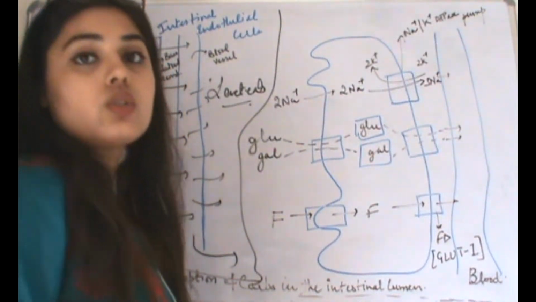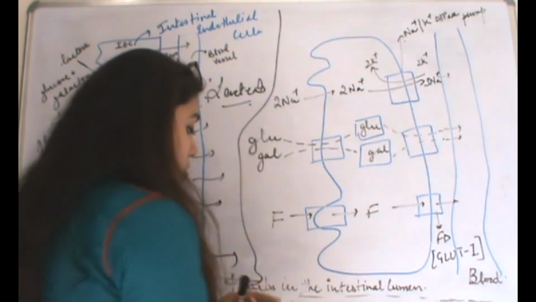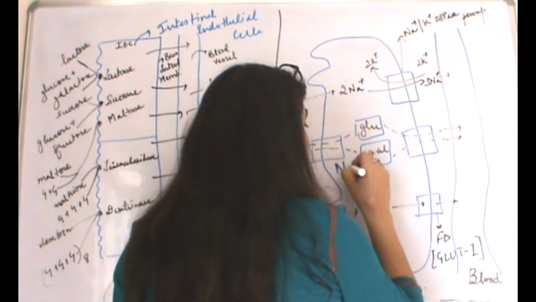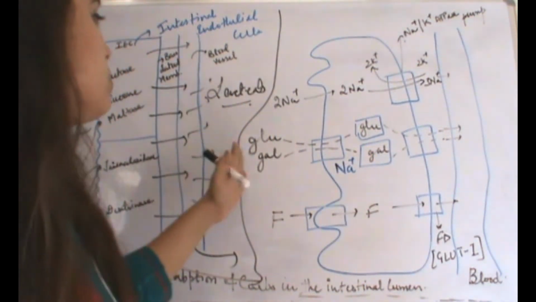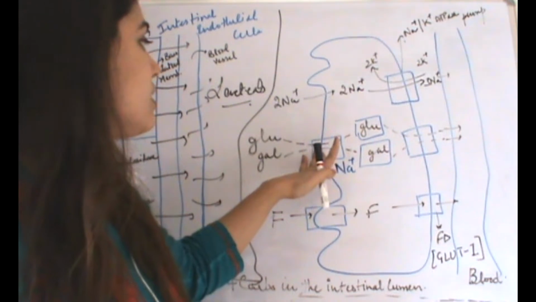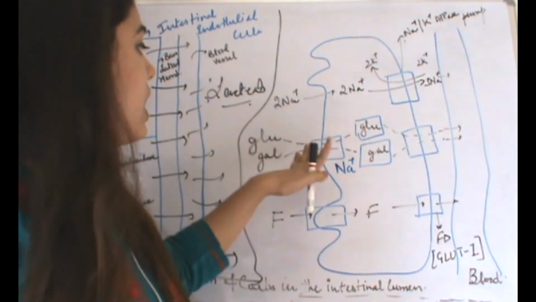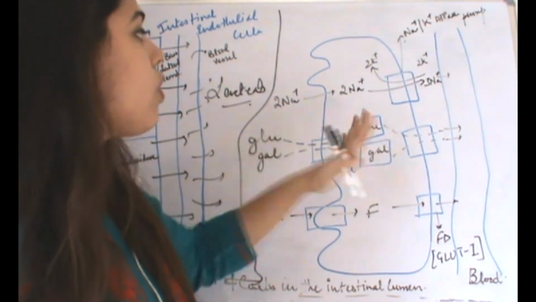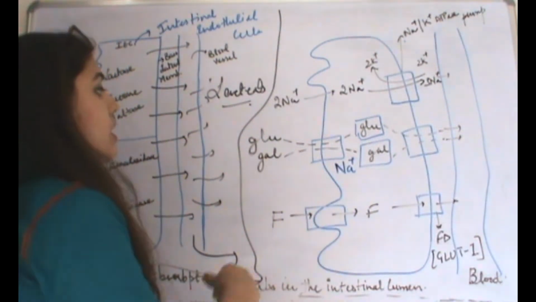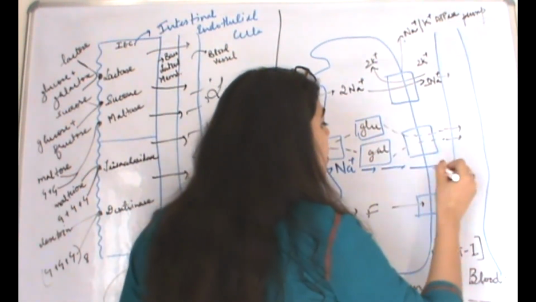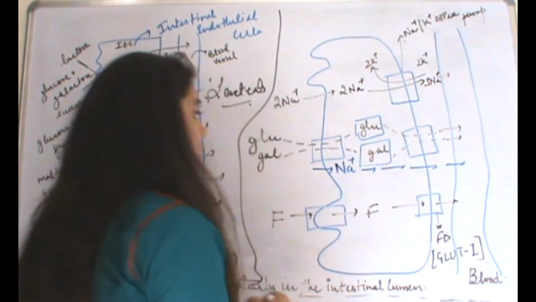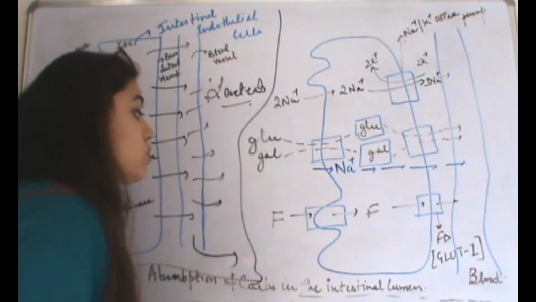They face competition, right? Along with them, sodium ion also enters. So what happens? Glucose and galactose enter through facilitated diffusion, and through this glucose or galactose is transferred, and sodium goes inside, and sodium all the way goes to the blood vessels along with the glucose and galactose.